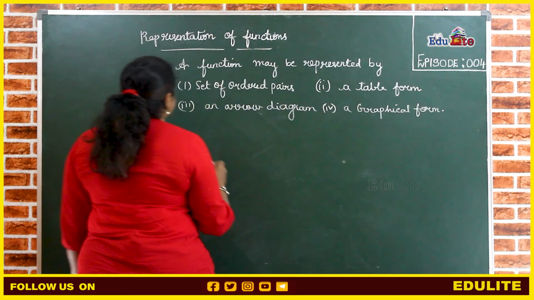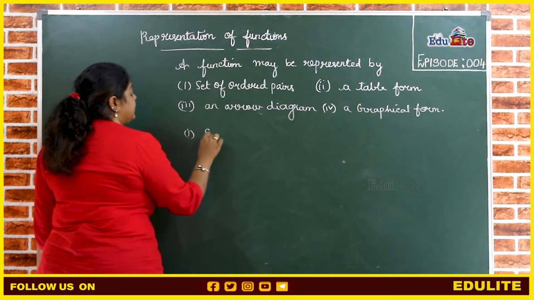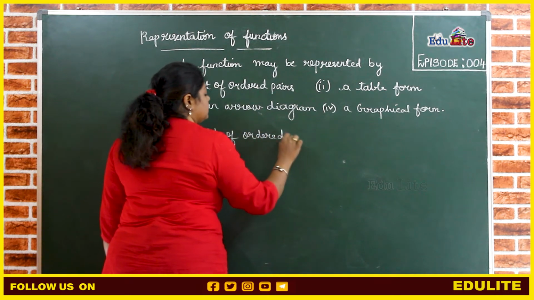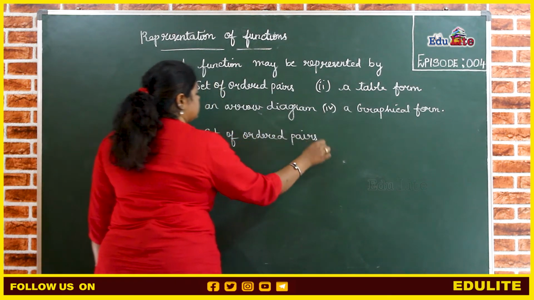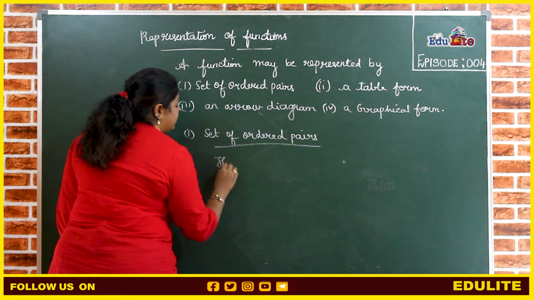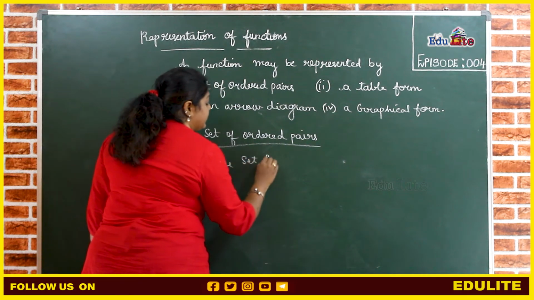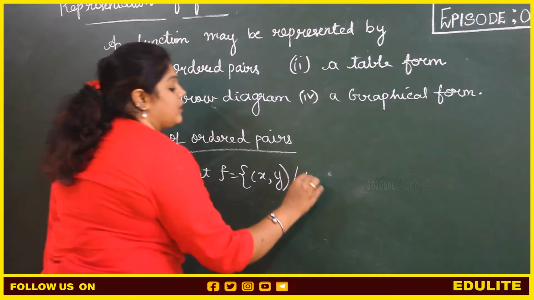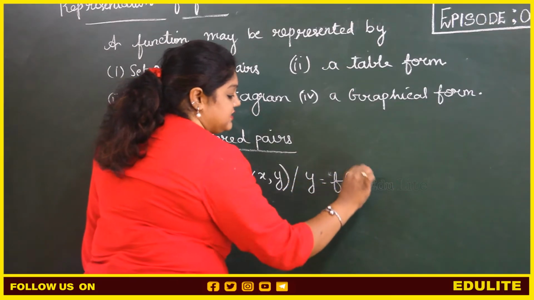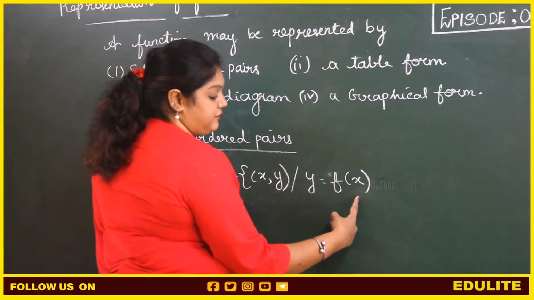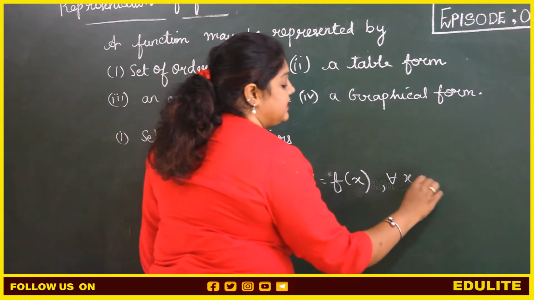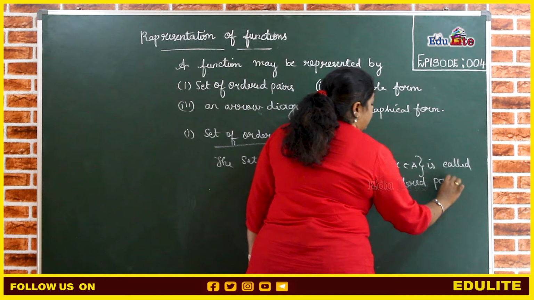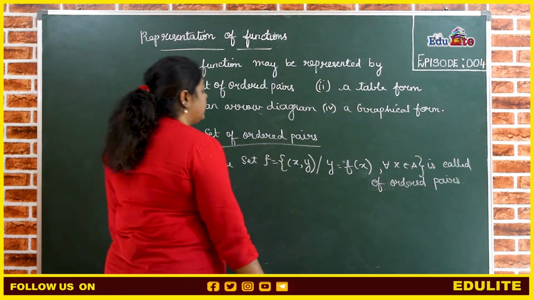We will see them one by one. In that, the first one is set of ordered pairs. A set of ordered pairs can be represented as the set f equals (x, y) such that y equals f of x. That is, y can be represented as f of x for every x in A, which is called a set of ordered pairs. I will take 2 sets and denote it in an example.